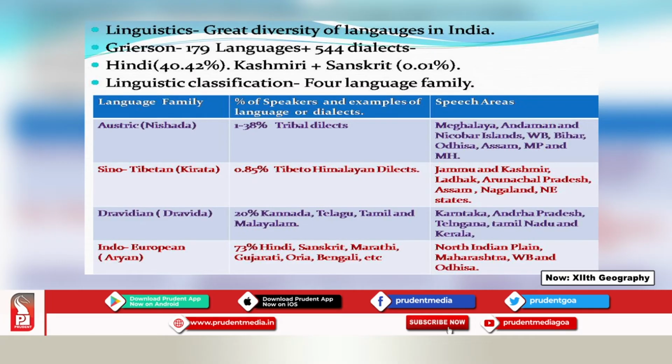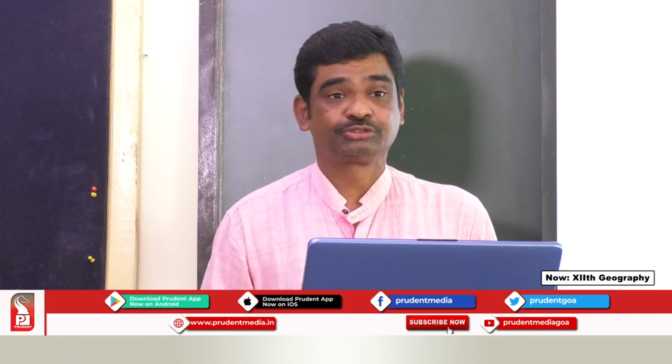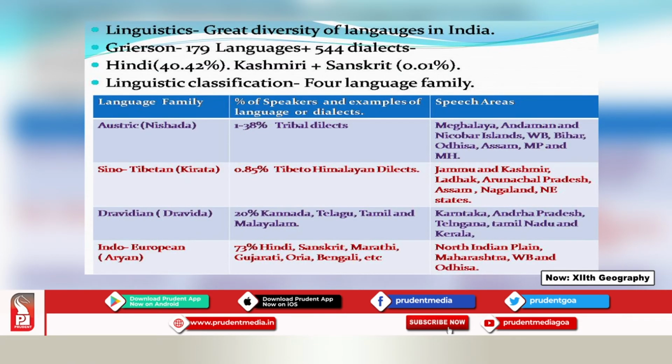Third one is Dravidian language family. These are the languages of South India. 20% of India's population speak these languages, which include Kannada, Telugu, Tamil, and Malayalam. In Karnataka, Andhra Pradesh, Telangana, Tamil Nadu, and Kerala.